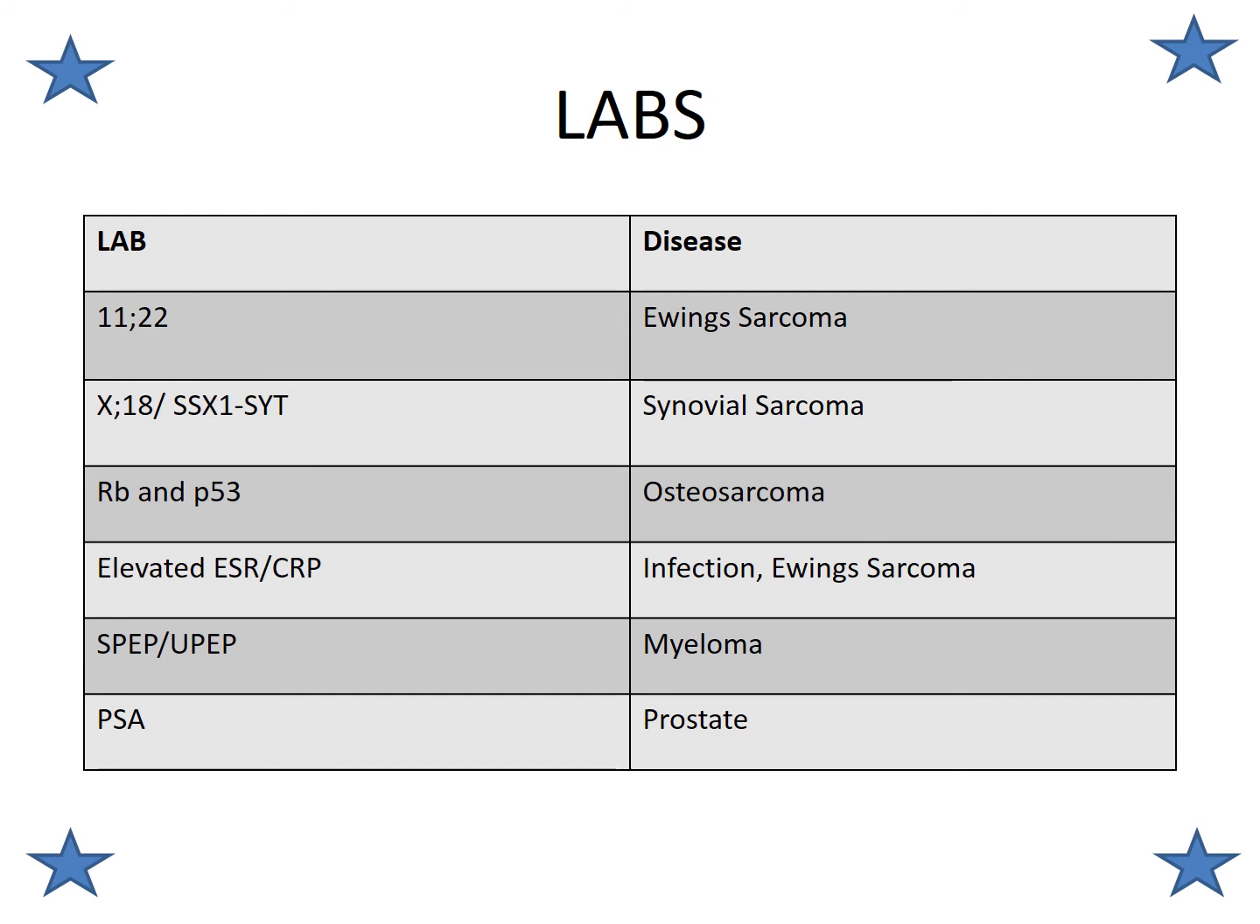It's very difficult to determine sometimes whether you're dealing with an infection or Ewing sarcoma because they look the same until you do a biopsy and can see your mixed inflammatory population in infection versus small round blue cells in Ewing sarcoma. Serum and urine protein electrophoresis for myeloma, and PSA for prostate.